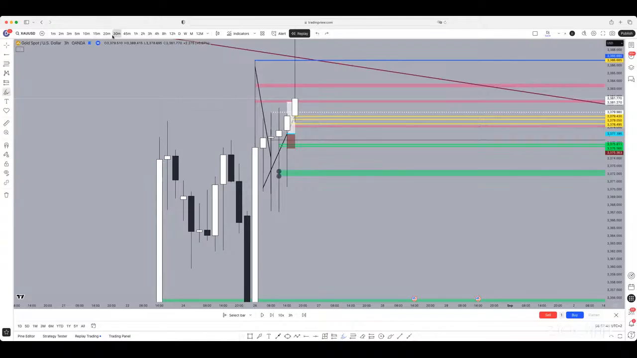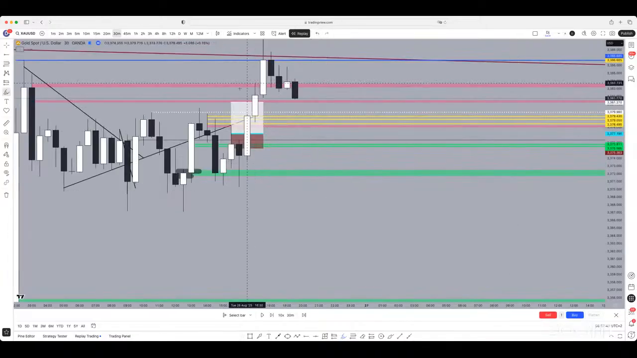Perfect. So now when you look where it fell back down to, can you see how we just smashed through these 2 areas? Well, they will be TP1 and TP2 on the way back down. Okay.